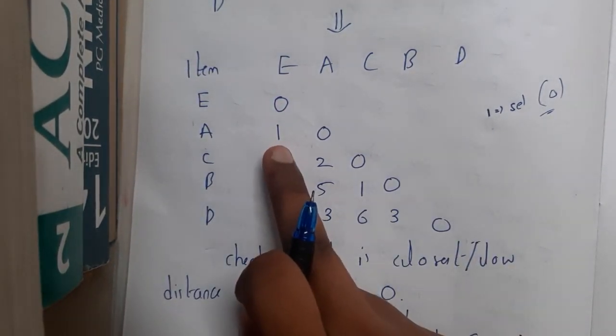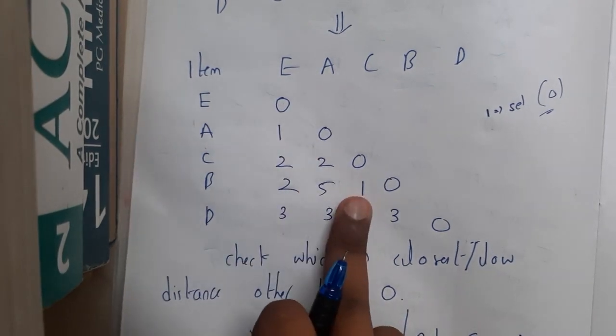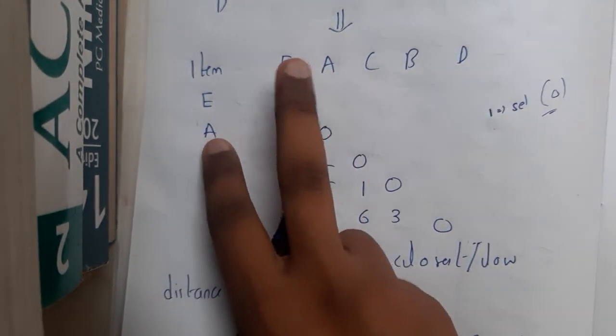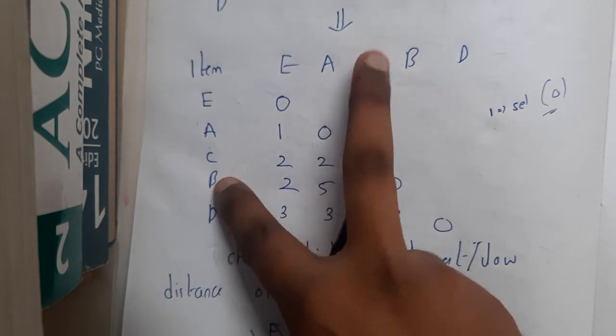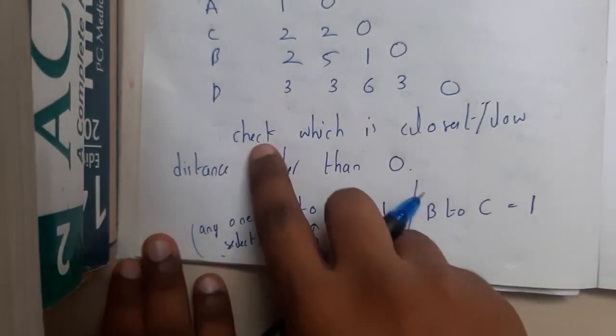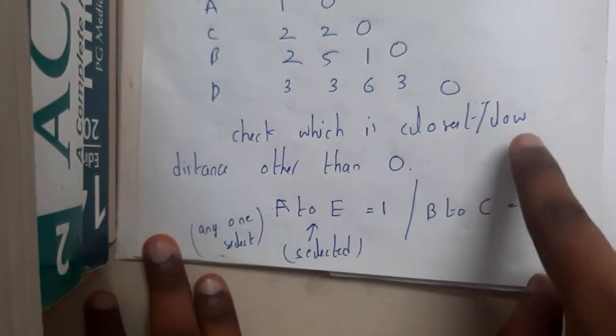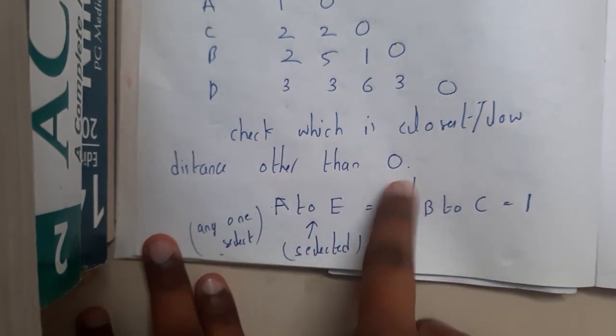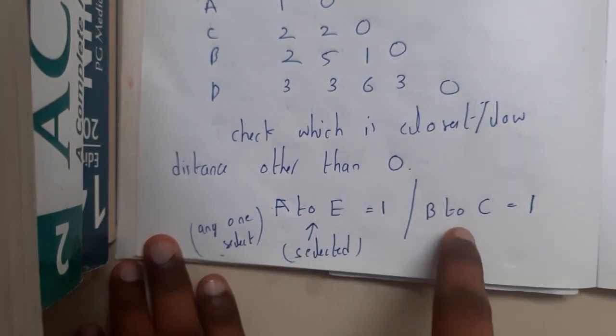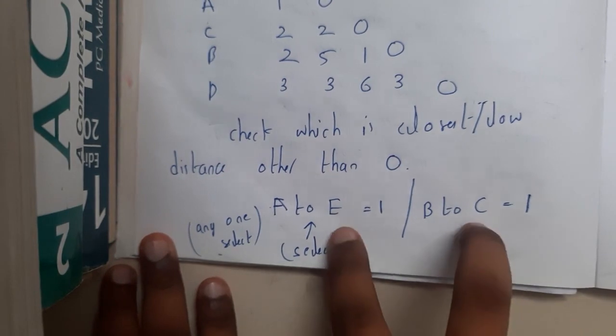So what is minimum? Here we are having 1 and here also we are having 1. So here we are having two options. It might be AE or it might be BC, right? So you write it clearly. Check which is closer or lower distance with each other than 0. A and E, the distance is 1, B to C also distance is 1. So basically you can select any one.